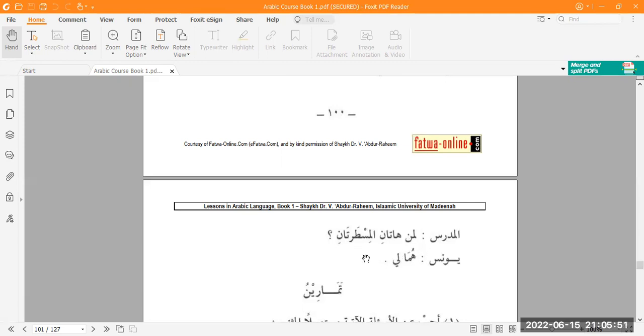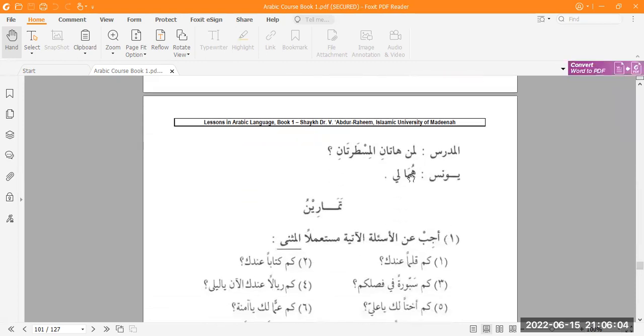Something to make lines with, in other words. So, liman hatanil mistaratani, to whom do these two rulers belong? And Yunus speaks up and he says, huma li, the two of them belong to me. Now, as you remember from our Al-Dhamair class, the dual masculine and feminine are the same. We both use the word huma. Huwa huma hum, hiya huma hunna. Anta antuma antum, anti antuma antunna. That word huma and antuma remains the same for both masculine and feminine. So, huma li, those two rulers belong to me.